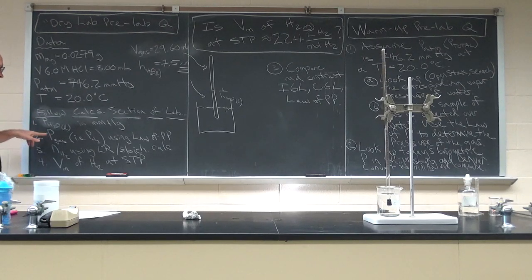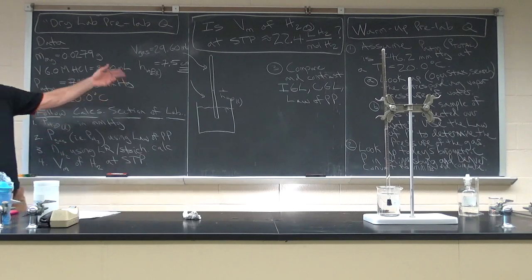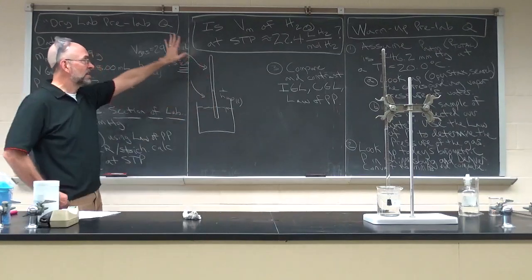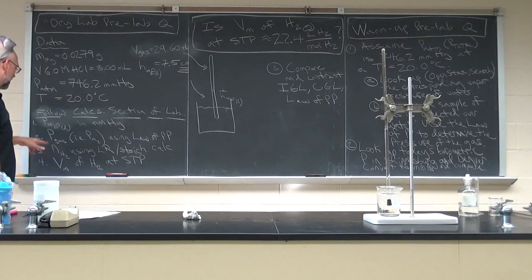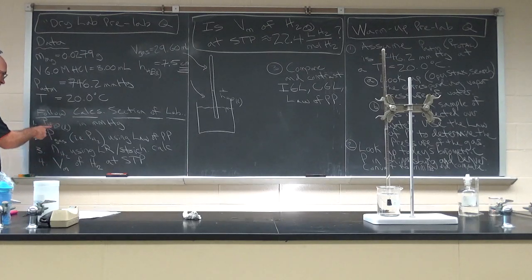Then you use the law of partial pressures to calculate the pressure of the gas. The gas, in this case, is H2, hydrogen gas. By the way, it's not like you use the answer for 1 to do 2, the answer for 2 to do 3, the answer for 3 to do 4. So don't look at it that way. In fact, I think 1, 2, and 3 are separate calculations, and 4 kind of combines it all together.